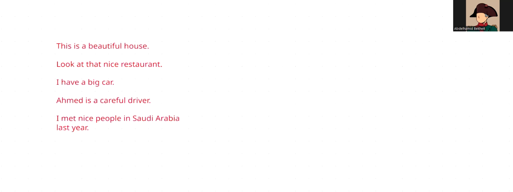The noun can be singular or plural, but the adjective, the same, doesn't change. We don't have plural adjectives. So we don't say bigs cars, no, big car, big cars. Okay, nice people, nice restaurant, nice restaurants. We can use the adjective after verb to be.